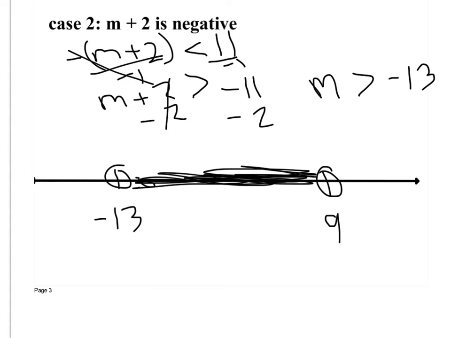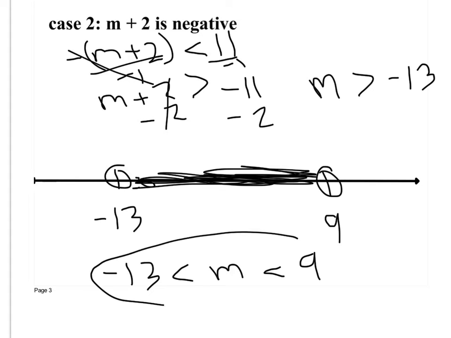Is it always going to work out like that? Not always. Now, the way I want you to write this, the answer is -13 is less than m, which is less than 9. That's how I want you to represent it using inequalities. You have 2 of them, put them together. Any questions? So that is how you do absolute value inequalities.